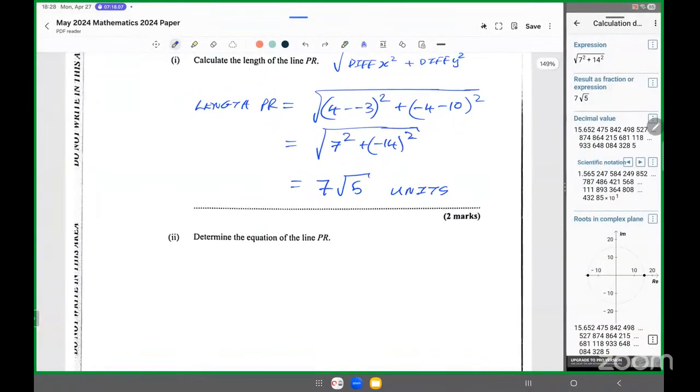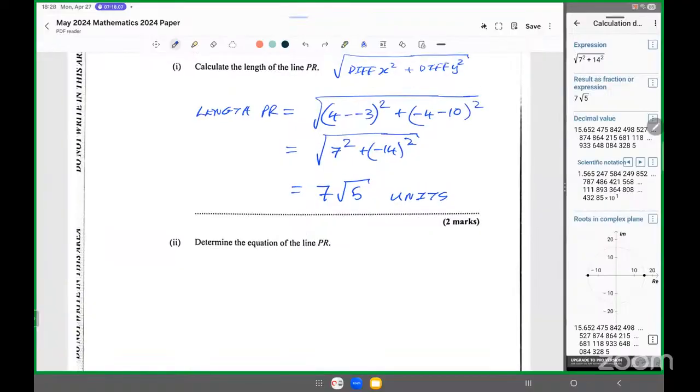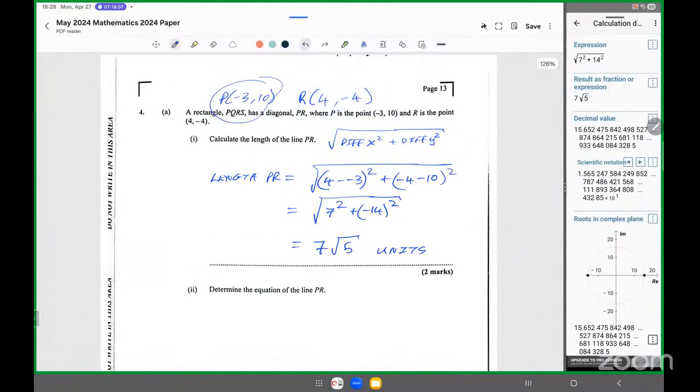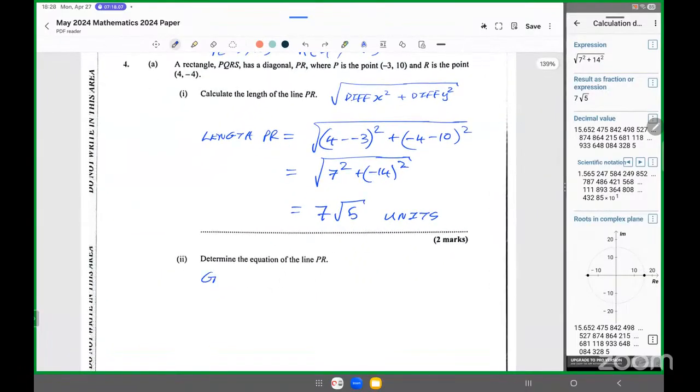All right, next part wants the equation of the line. So to find the equation of the line, we need to know the gradient and a point. We have 2 points. We can use any one of them. But the bottom line, we need to find the gradient first. We're going to call the gradient M. Remember, gradient is difference in the y values over difference in the x values, because it is rise over run. Rise is difference in the y values, so you're subtracting the y values now. Be careful with the signs.